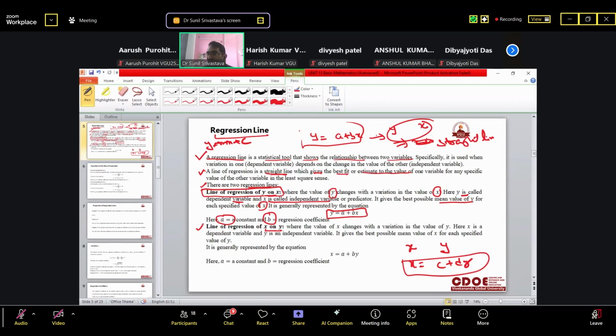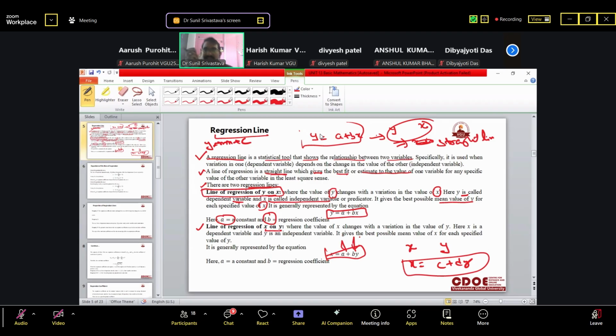Variation in the value of y, here x is the dependent variable and y becomes the independent variable. It also gives the most probable mean value of x for each specified value of y. It is generally represented by x is equal to a plus by. Here, a is the constant and b is known as the regression coefficient.